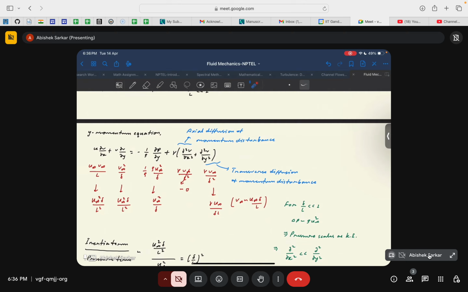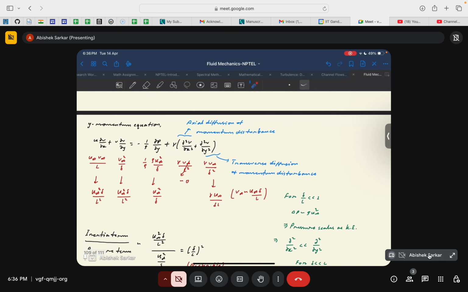We consider the flow to be steady, so the unsteady part is equal to 0, and the y momentum equation in the case of flow over a flat plate will be u dou v by dou x plus v dou v by dou y equal to minus 1 by rho dou p by dou y plus nu times dou square v by dou x square plus dou square v by dou y square. Now again we have to do the scaling analysis and see how the individual terms in this equation vary. Let's go term by term.